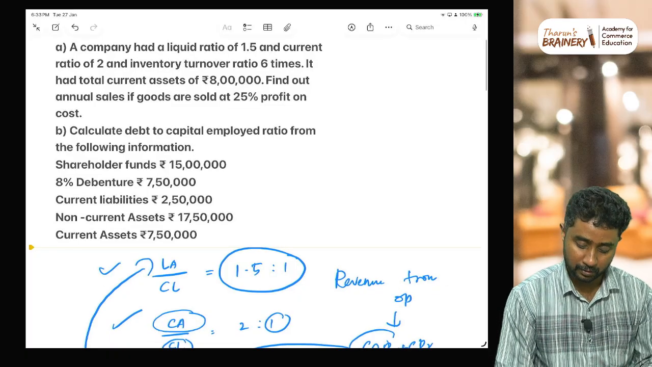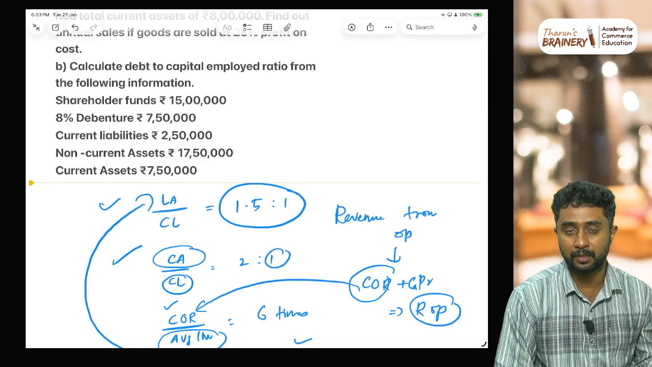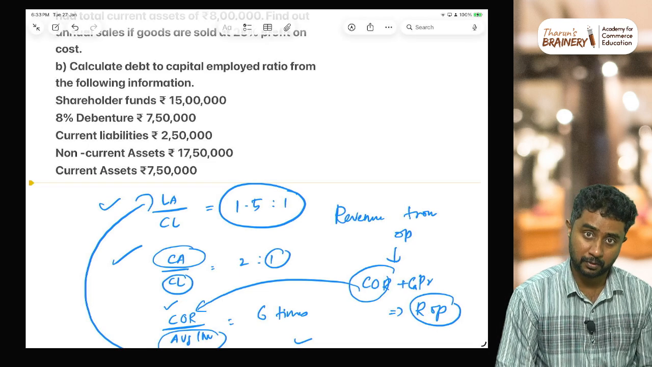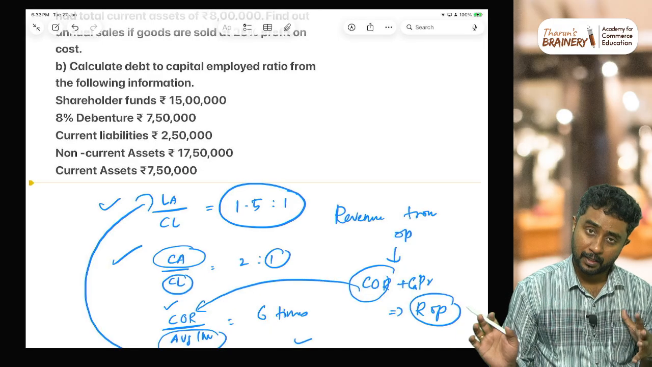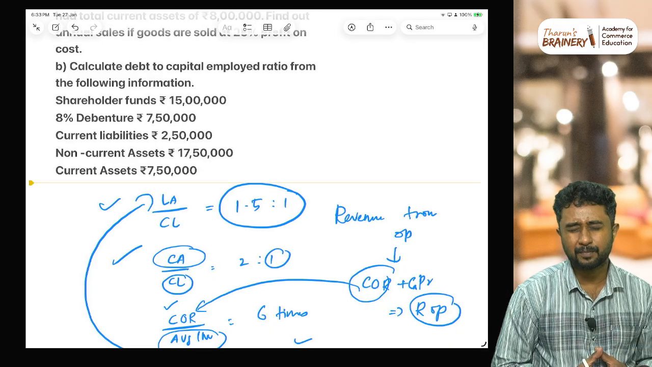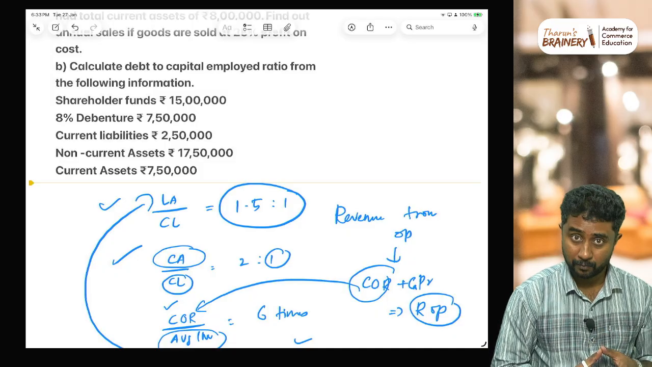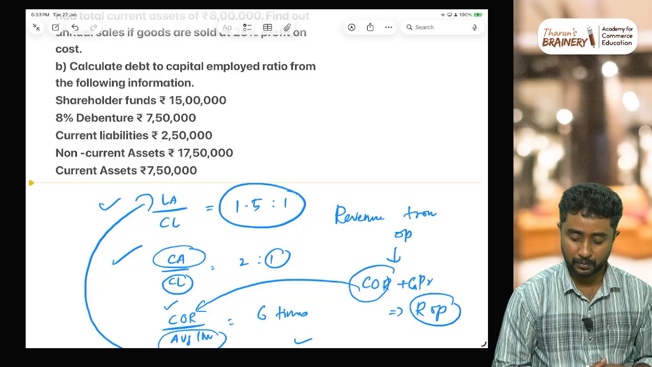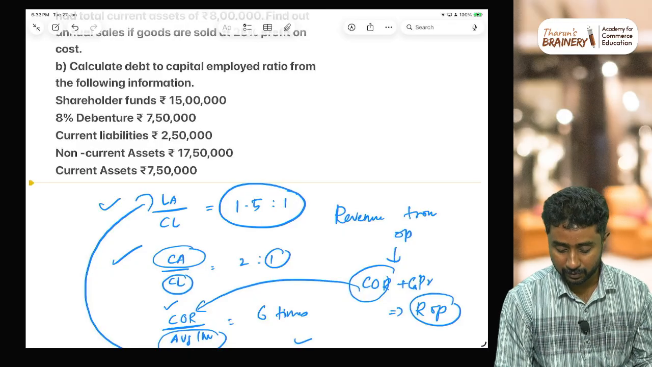Similarly, you can check the second ratio. I discussed two formulas for calculating capital employed because sometimes you may need to apply one or the other. Anyway, you should know both formulas to solve this kind of question. Then you will be confident to attempt them. You should know the formula first, then only can you attempt the question.